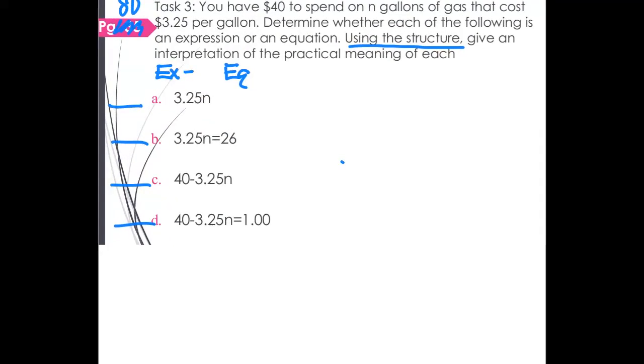Okay, so yes, letter A, expression or equation? Class, anybody? Expression. Okay. Is there another expression here? C, that's an expression. What about B? Equation. And what about D? What is the difference between equation and expression? The equal sign makes it an equation. If there's no equal sign, then it's just... Absolutely.